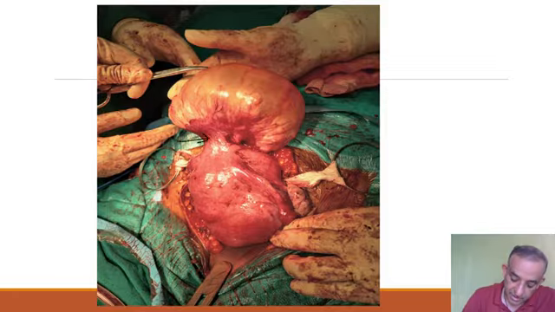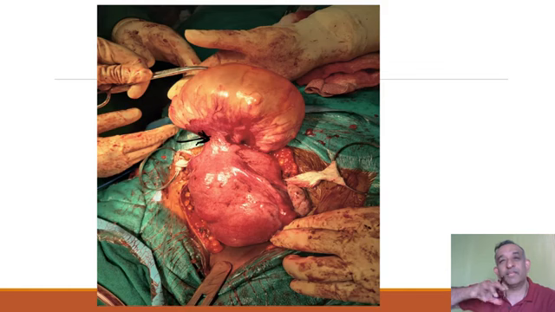Can you see this peduncle here, this stalk here? This patient came with a mild torsion of the fibroid. She came with acute pain abdomen, and first time she came to me, and this is an emergency hysterectomy we did, because this patient was around 44-45 years.